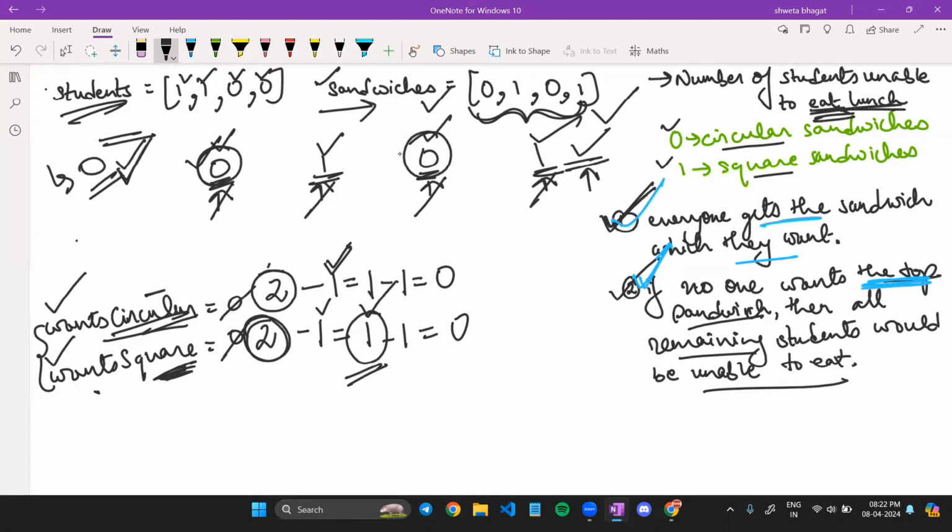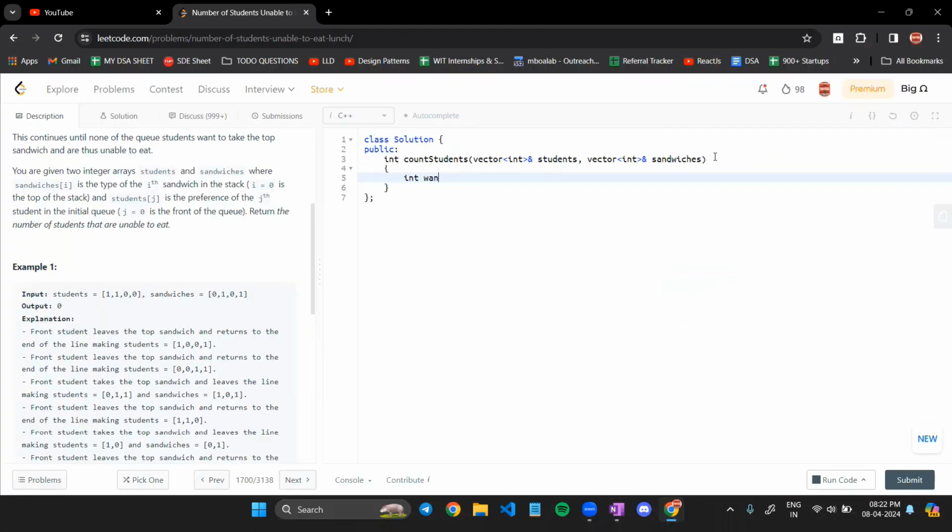Now I hope the solution is clear to you all. So let's quickly code this. Initially we have to take two variables, wants circular, in which we will count the number of students who want the circular sandwich, and another variable, wants square, in which we will store the count of the students who want a square sandwich, correct?